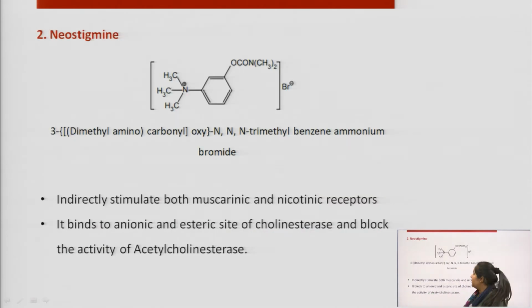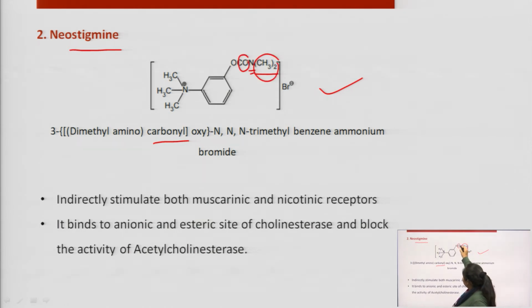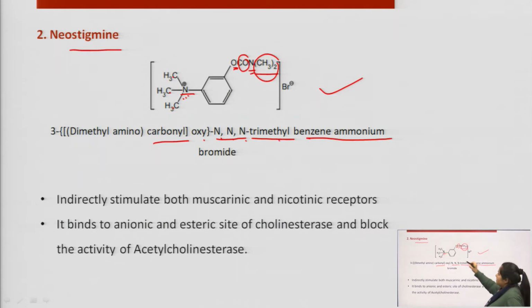Next is neostigmine. This is the structure of neostigmine. The IUPAC name is 3-dimethylamino carbonyl oxy, N,N,N, meaning there are 3 substitutions at the N, and that is trimethyl. So, here we can see N-methyl, N-methyl, N-methyl. So, N,N,N-trimethyl benzene ammonium, and the salt is bromide.